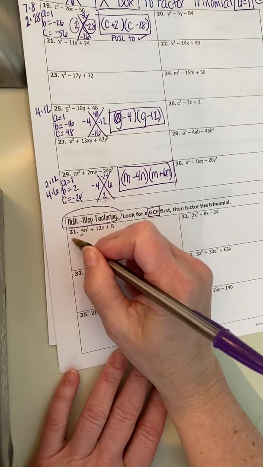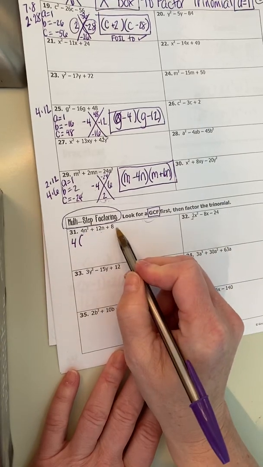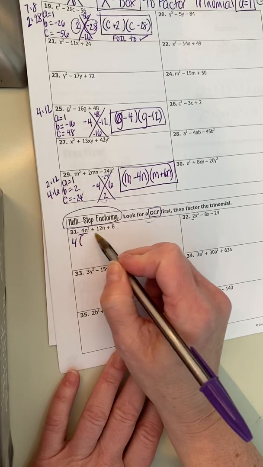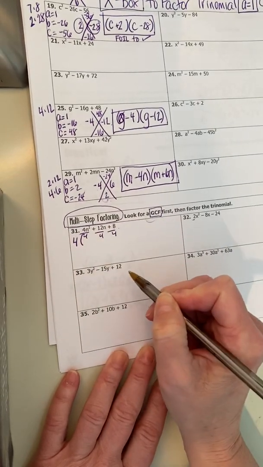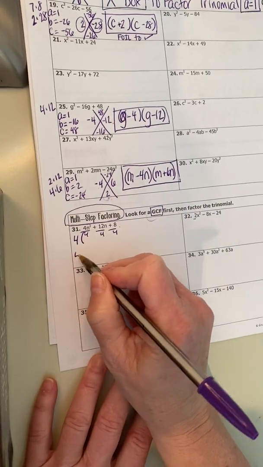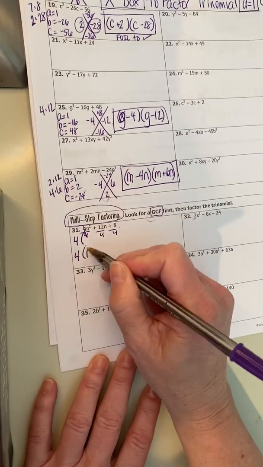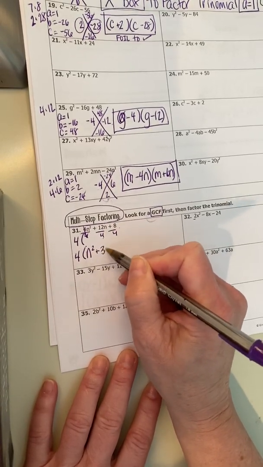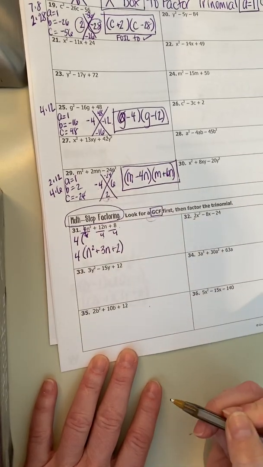So let's do that. I'm going to divide out a 4 from all 3 terms. I'm going to divide that by 4, that by 4, and that by 4. I'm going to rewrite it right here. So 4, and then that leaves me with n squared. 12 divided by 4 leaves me with 3n. 8 divided by 4 leaves me with a positive 2.